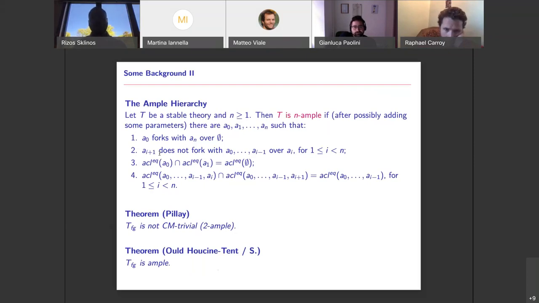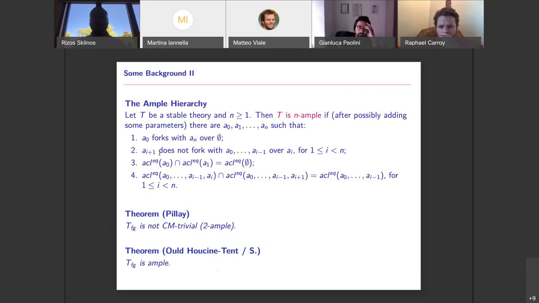So that was a huge result refuting Zilber's trichotomy conjecture. And from the refutation of Udi, there was a property that stood out, and it was called CM triviality. So we can understand this ampleness hierarchy property. CM triviality is the same as being not two ample. We can understand this hierarchy as saying how complicated forking independence is in a stable theory.